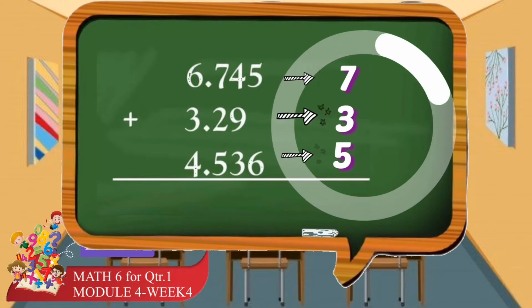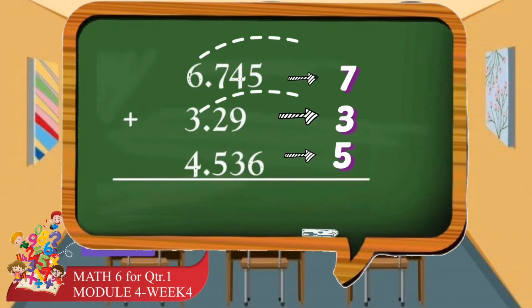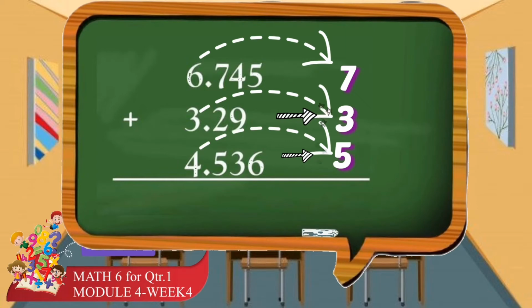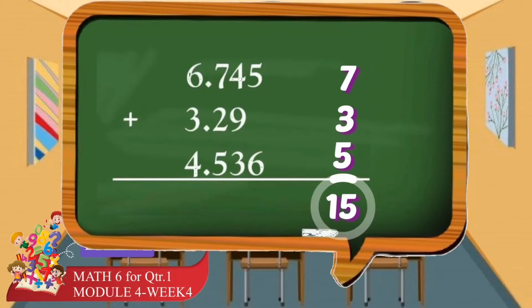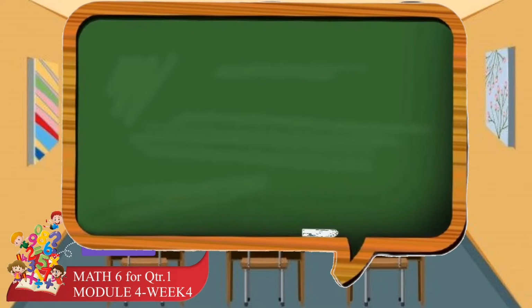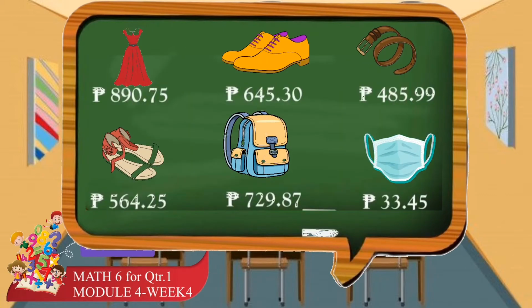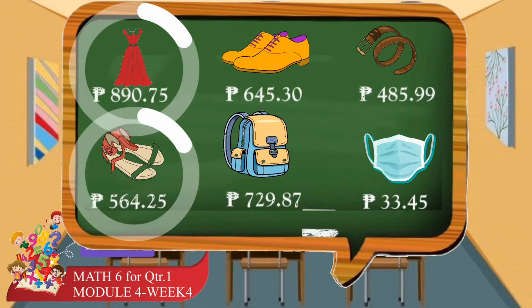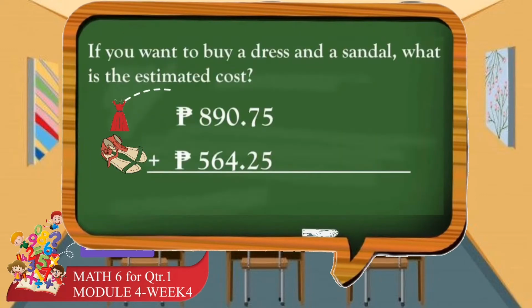The rounded numbers are 7, 3, and 5. So 7 plus 3 plus 5 is 15. 15 is the estimated sum. Now, let's go shopping. Look at the price on each item. Try to look at the prices of dress and sandal. If you want to buy a dress and a pair of sandals, what is the estimated cost?